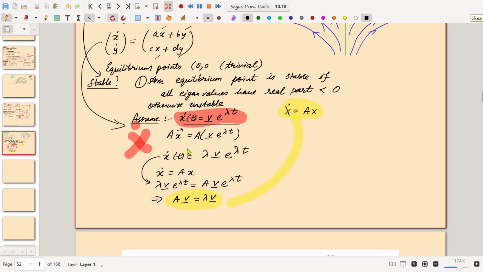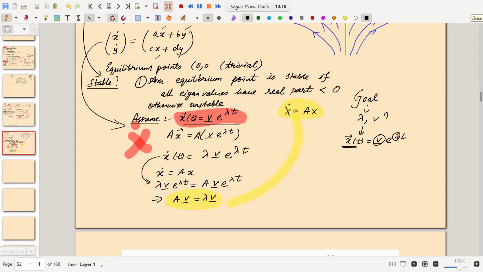That's the idea. What is your job? What is your goal? Your goal is to find lambda and v. Why? If you find lambda and v, it can give you what x is, because x is nothing but v e to the power lambda t. If you get these quantities, you can predict the behavior of the system over a long time interval, isn't it?